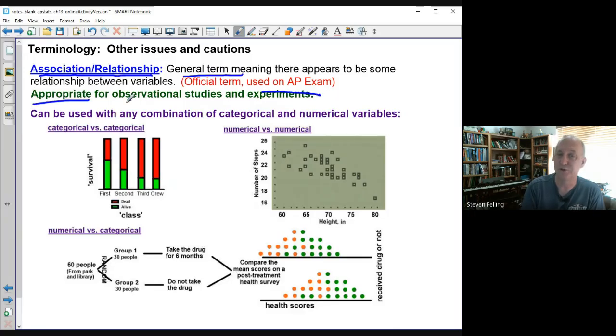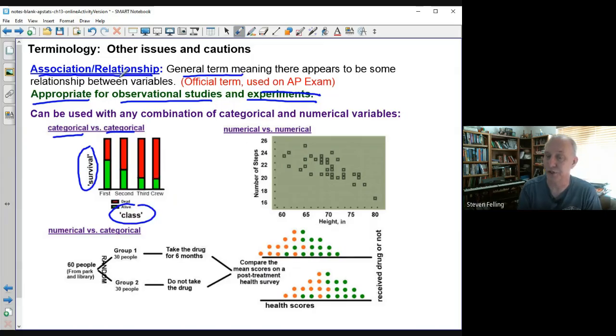It's appropriate to use for both observational studies and experiments, right? We saw this back with categorical versus categorical, like whether people survived and their class on the Titanic. Is there an association? You can talk about relationship and association. We talked about this in Unit 2 with height and the number of steps people took. Is there a slope here? Is there an association between numerical variables?